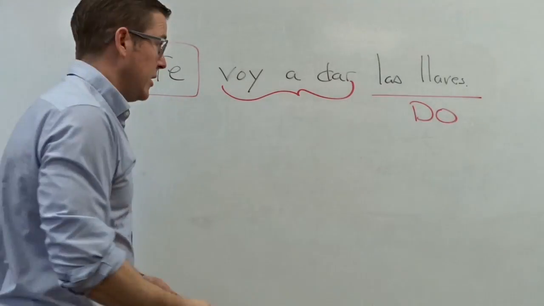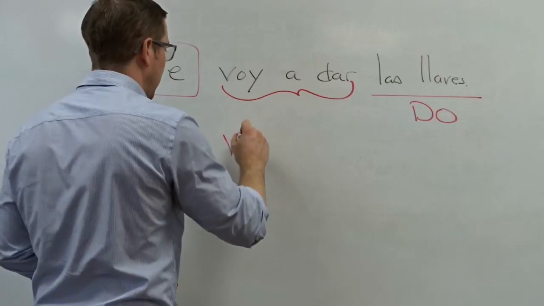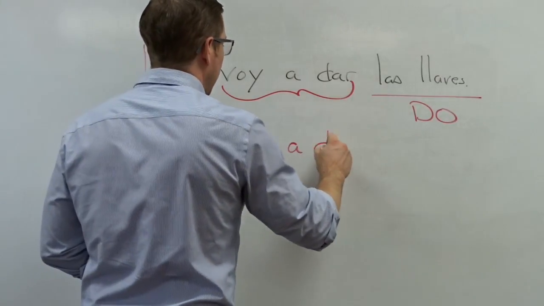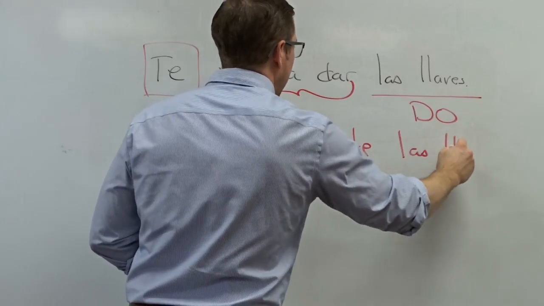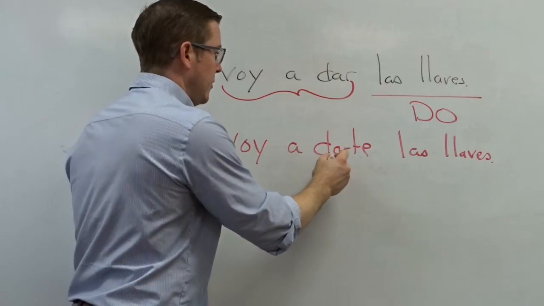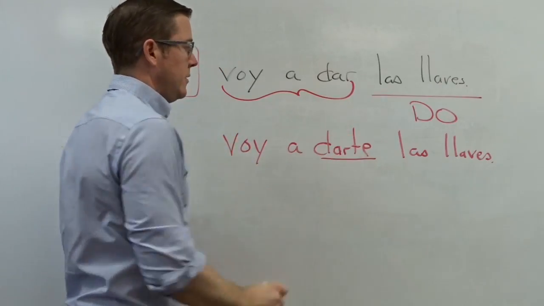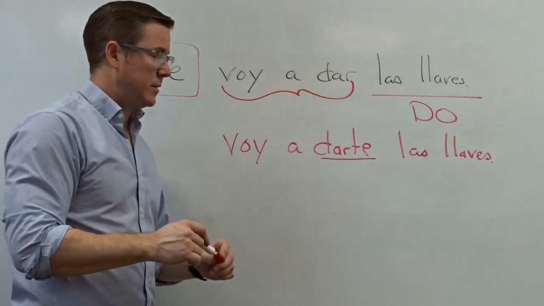I have another option. I can attach it to the end of the infinitive. Voy a darte las llaves. Voy a darte. So I just attach the te to the infinitive. Perfectly okay. You have those two options.